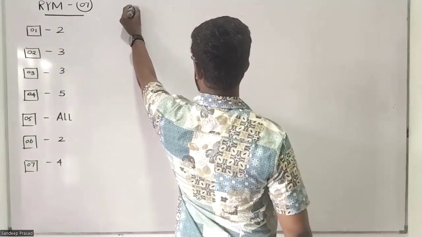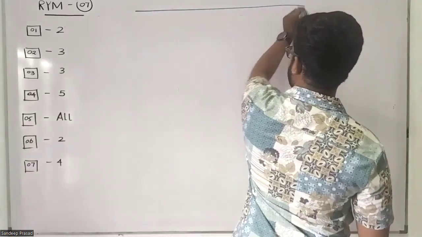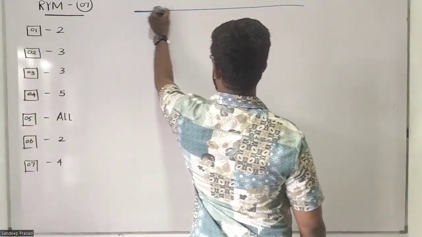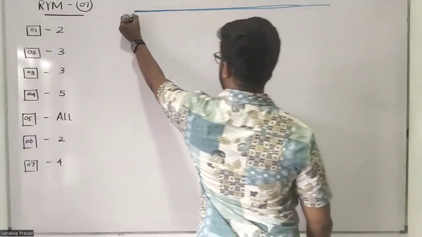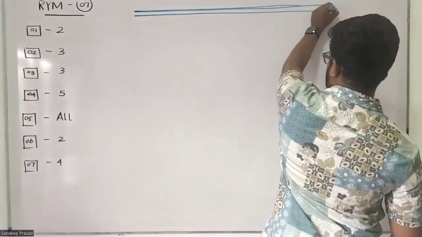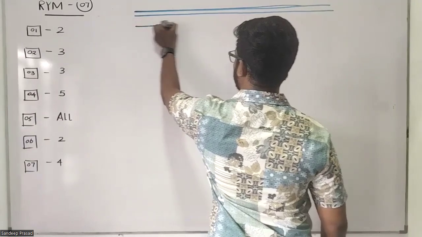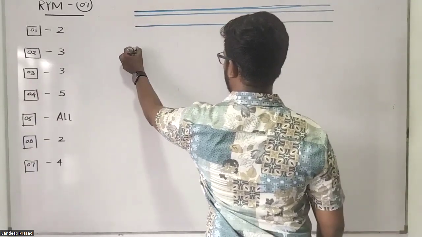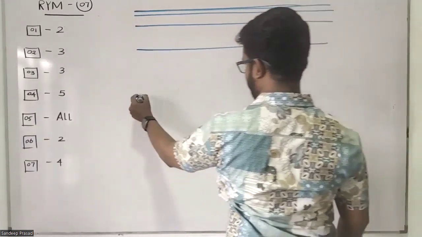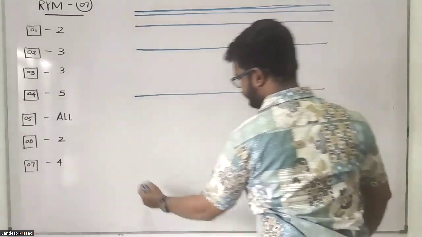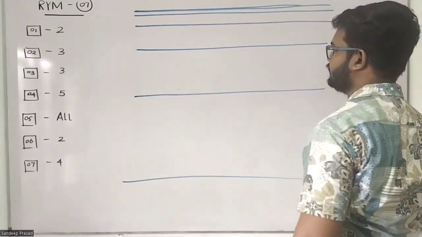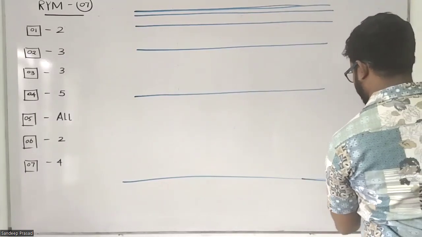Okay, let's draw the energy levels and let's see. n equals 6, here we have n equals 5, 4, 3, 2, and 1.